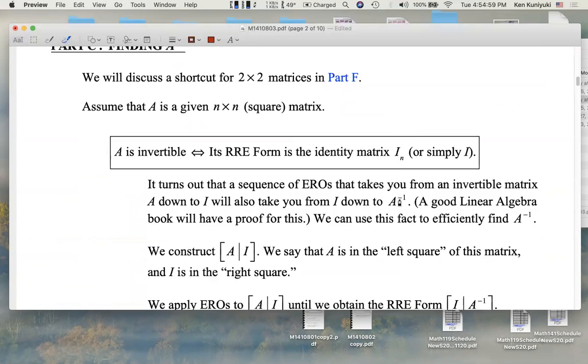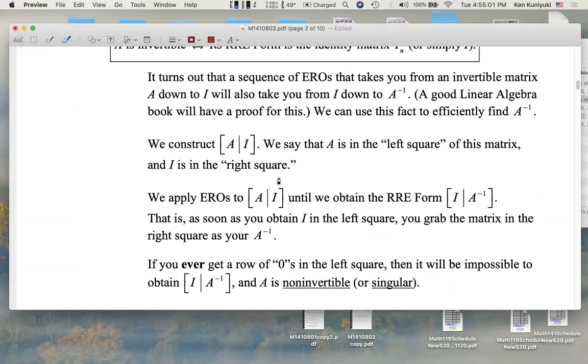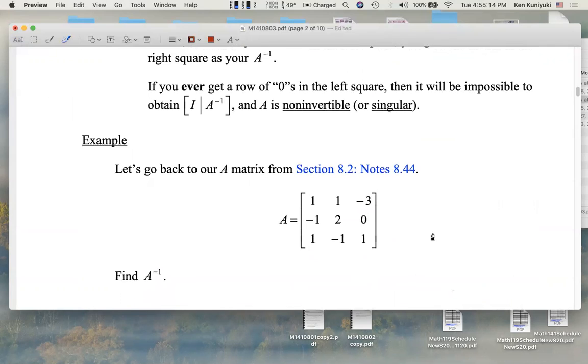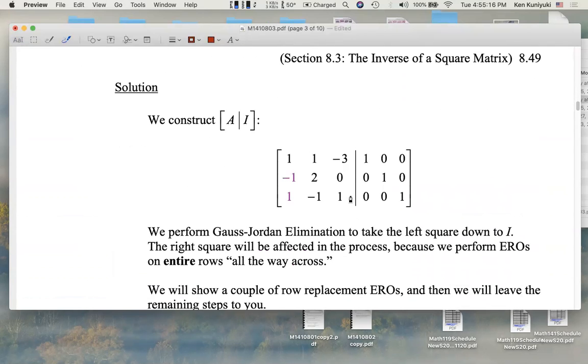So the procedure to find it is basically making a big block matrix, A slash the identity. I'll show you that. And then you go to reduced row echelon form. So basically, if I give you this matrix, it's a big block matrix. You put this matrix over here. The identity, you put this big old 3 by 3 thing over here to the right of the slash. Do Gauss-Jordan, take this to RRE form.